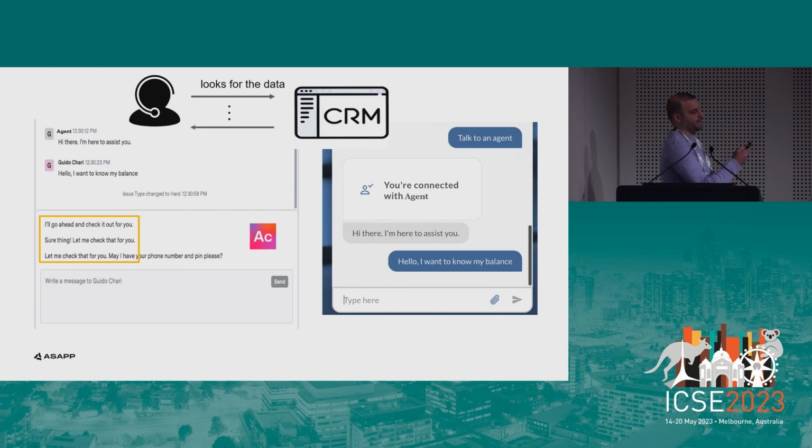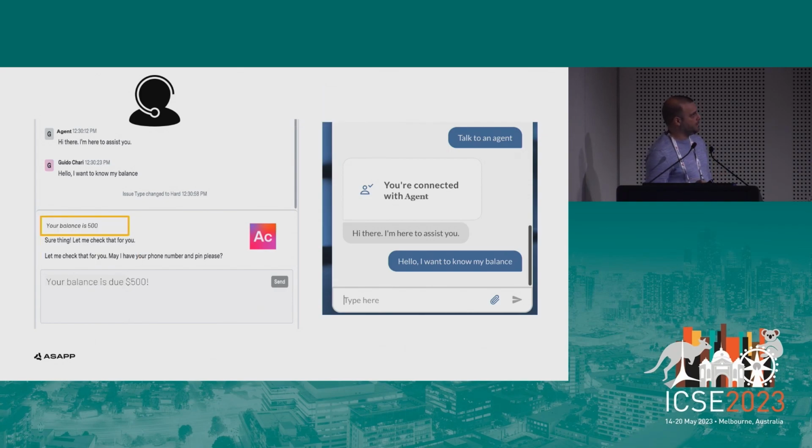So what happens is that the agent must go and look for the data in the CRM of the company, and then come back with the data and write it down in the chat window. Clearly, this process is inefficient, and ideally, we would like the response to be suggested by the ML tool directly, streamlining the interaction.